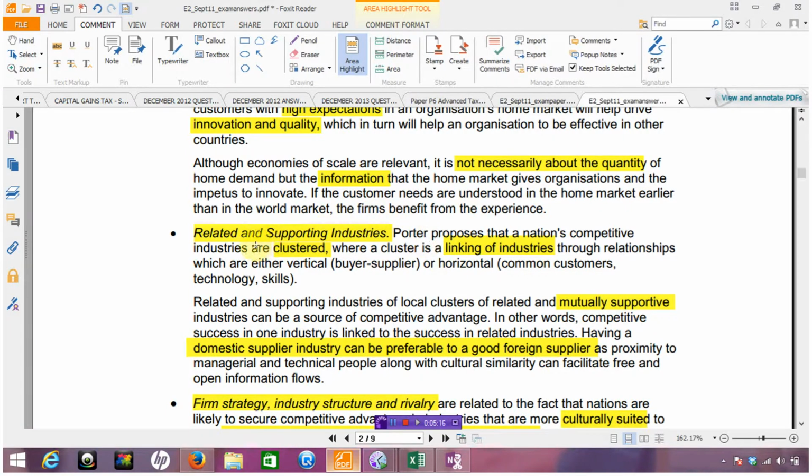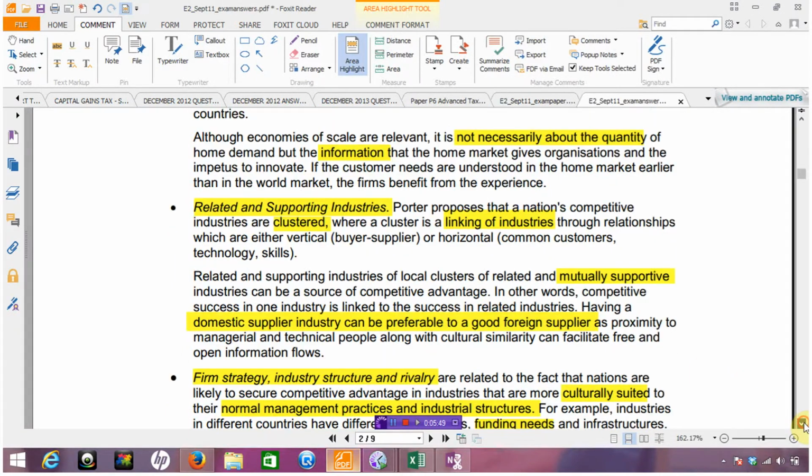So these clusters are important. The more the better. They do split them between vertical and horizontal. No need for that necessarily, but something you could do if you can remember. Okay. Interesting point here in terms of the clusters. They say that obviously a domestic supplier is going to be preferable to a foreign supplier for obvious reasons, proximity in terms of information flows and perhaps even people flows. Okay, so that's the bones of related and supporting industries. Try and mention clusters, mutual support, etc.